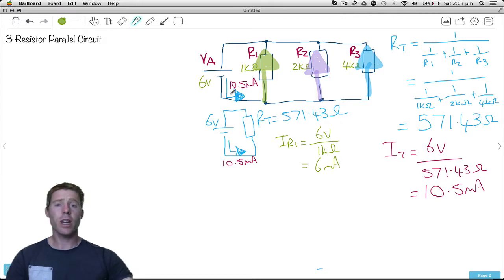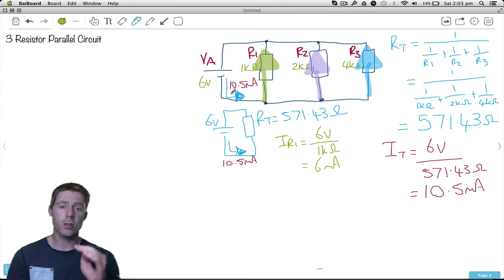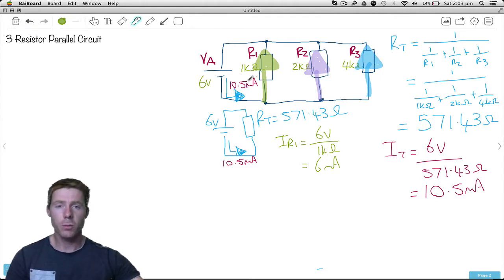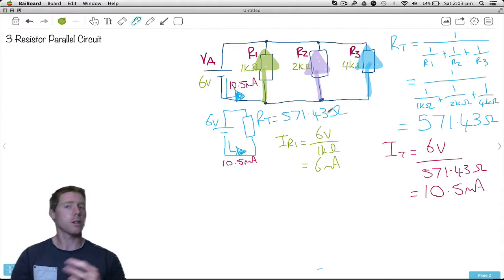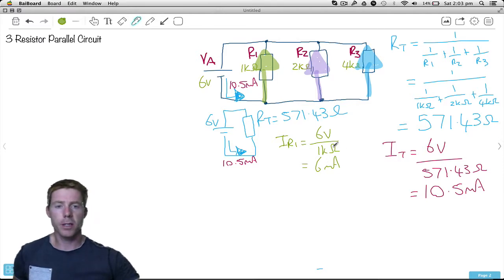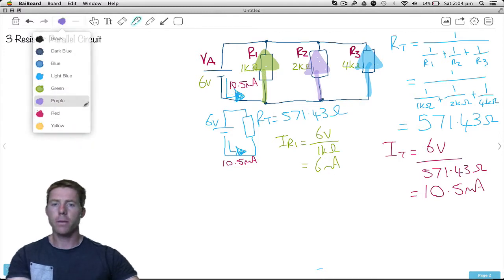So notice we're starting with 10.5 total. That's all we've got. That first resistor actually gets 6 milliamps of that. It gets more than half. That's because that value of resistor is the lowest resistor. 1K is the smallest, 2K is twice as big, 4K is 4 times as big. The bigger the resistor, the less current. So that's why we can see the 1K is getting the vast majority of our total 10.5. What about R2?